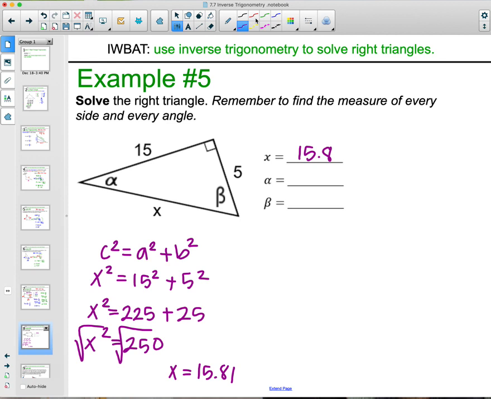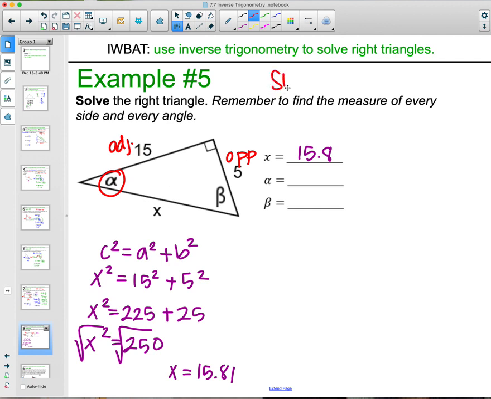Then to find the angle, just decide which angle you want to find first. It doesn't matter. Alpha, which is this fish-looking one, or beta. So I'm going to do alpha. So I'm going to circle it just like we always have, and then I'm going to label the sides that are given to me. So I'm going to label the 5 as the opposite because it's directly across from alpha. So this is the opposite. And the 15 is the adjacent because this is the hypotenuse.